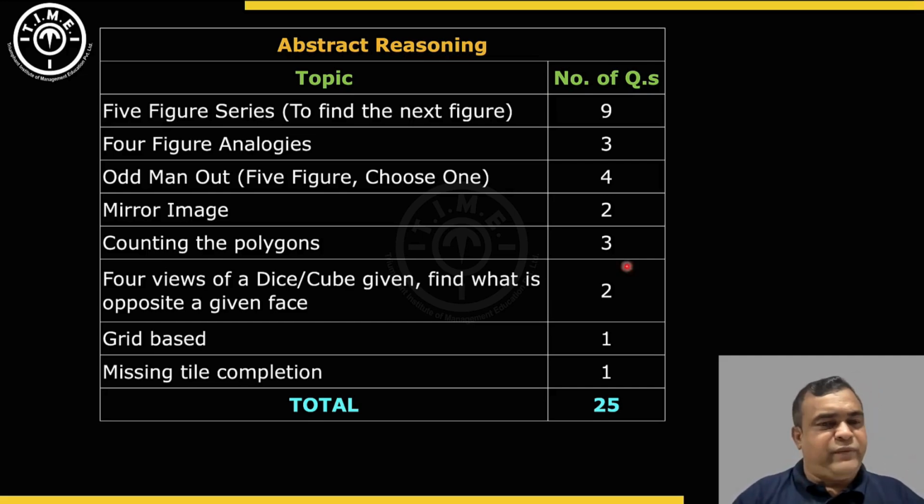So I'll say out of 25, 20 correct could have been a great score in this section. Fine. In terms of types of questions, except for the missing tile completion, which is actually a repetitive question, asked in the past from 3-4 years back, the other types of questions were all standard. Those who have solved the time handouts were all familiar with these types of questions.